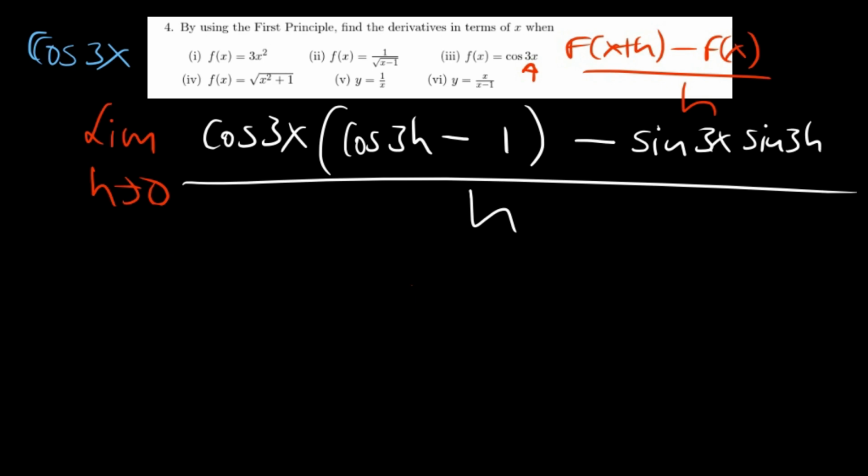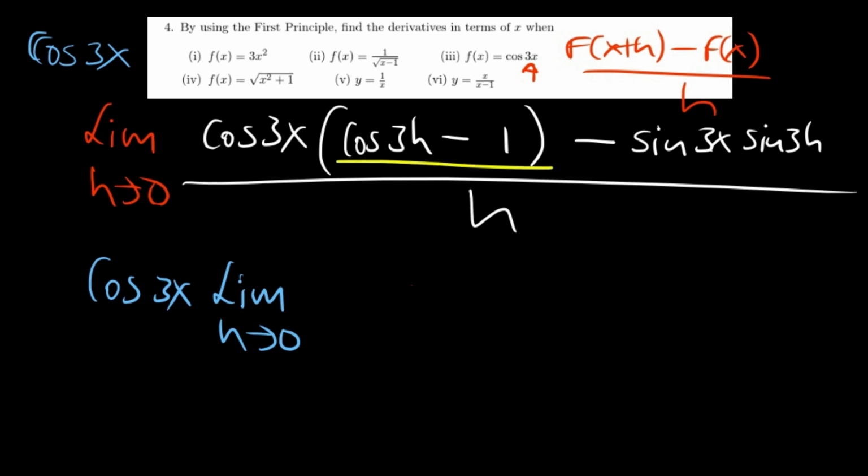So let's distribute the limit. The parts that don't have h are innocent. So I have cosine 3x. We'll now distribute the limit. The limit as h approaches 0 will apply to this part. So what we have is cosine 3h minus 1.